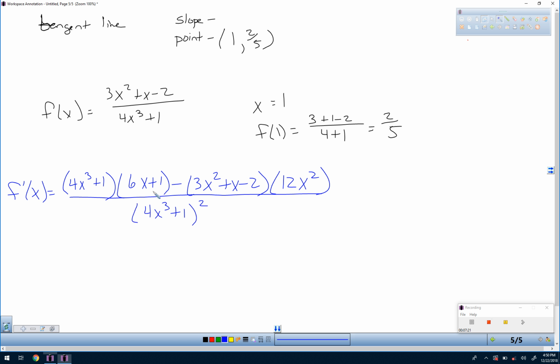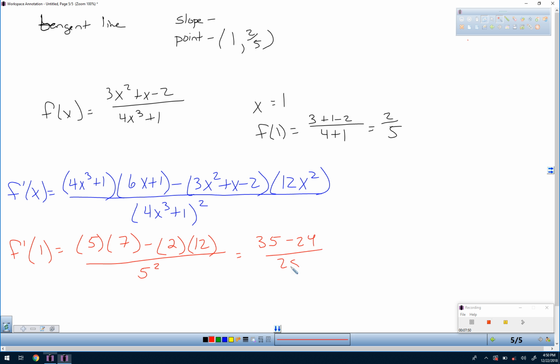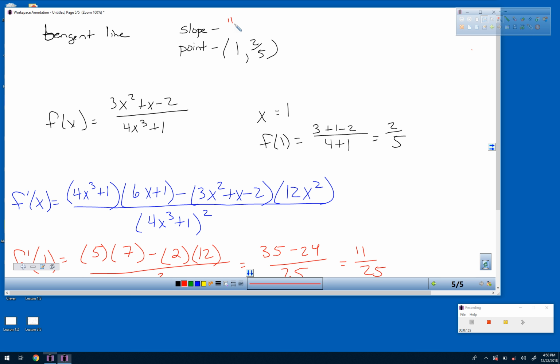And I'm not even going to try and clean this up, because all I want to do is find the slope at the point 1. So let's just simply plug 1 into the derivative. I'm going to get 4 plus 1, so that'll give me 5. 6 plus 1, that'll give me 7. Minus 3 plus 1 is 4, minus 2, so that'll be 2. That'll give me 12 over 4 plus 1, that'll be 5, so 5 squared. Then clean this up, so I get 35 minus 24 over 25, so that gives me 11 over 25. And so there's my slope, 11 over 25.